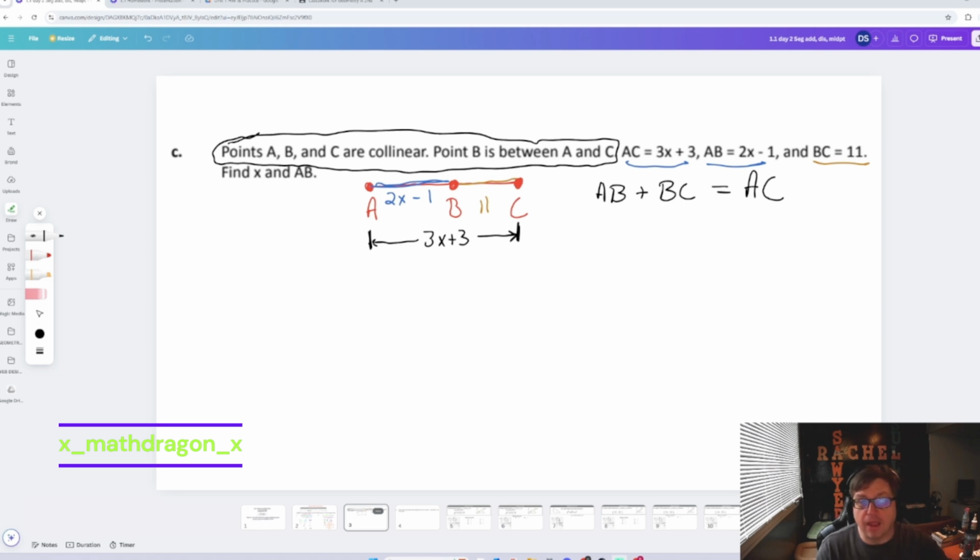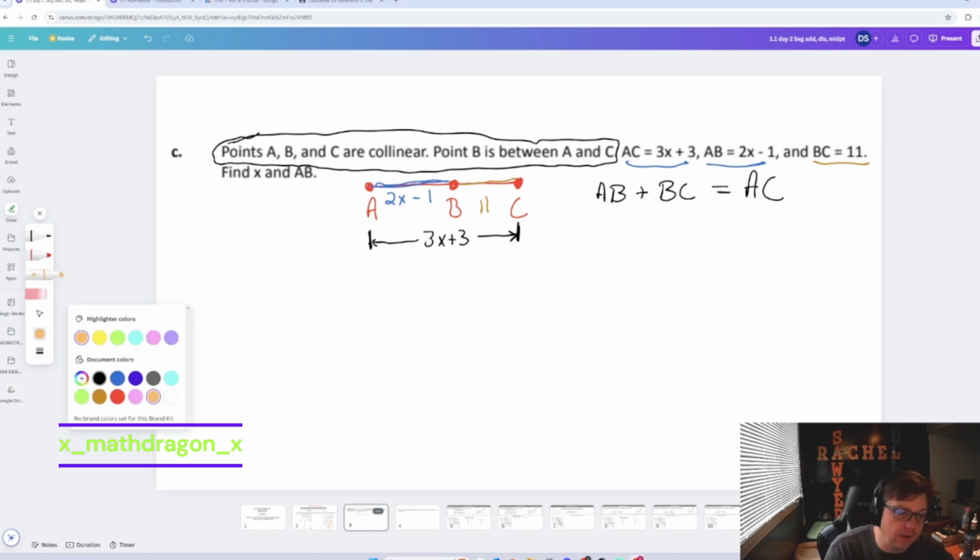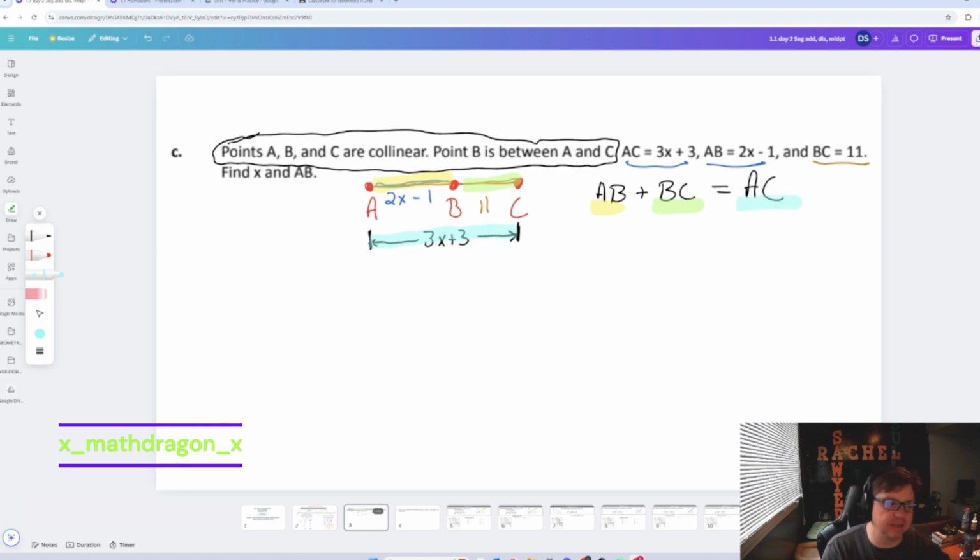So do that. And then use your highlighter and really use colors. Colors can help a lot. So A to B. What's A to B? Then what is B to C? And then A to C. What is A to C? Use those colors to help your brain stay organized in what we're doing. So A to B is the yellow, so that's going to be 2x minus 1 plus B to C is 11 equals A to C, 3x plus 3. So that's how I establish my colors and try and organize my brain to see those things.